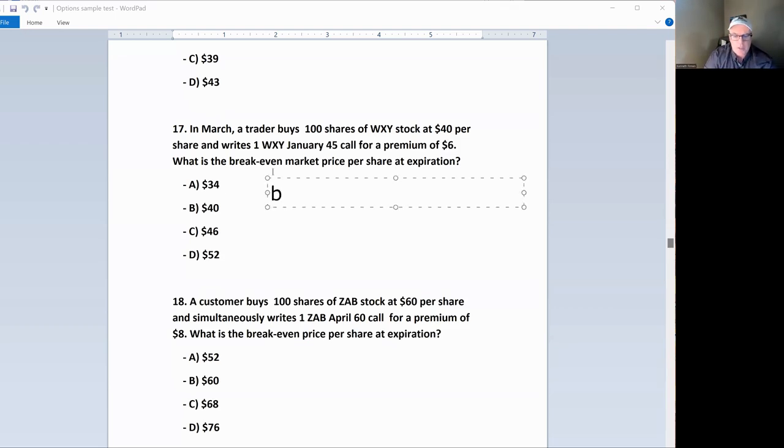We got this. Buy stock at 40. Go through the fight, through the burn. Sold a 45 call at 6.